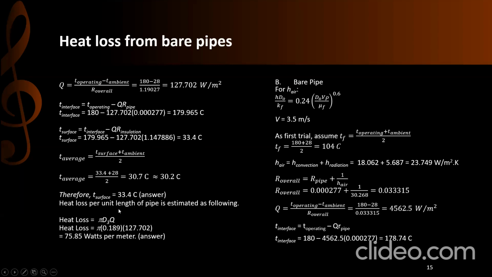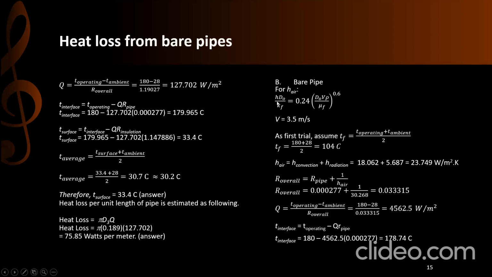So the heat loss per unit length of pipe is estimated as follows. Heat loss is equal to pi D3 Q. So pi times 0.189 times 127.702 is 75.85 watts per meter. This is your answer. Letter B, bare pipe, walang insulation.